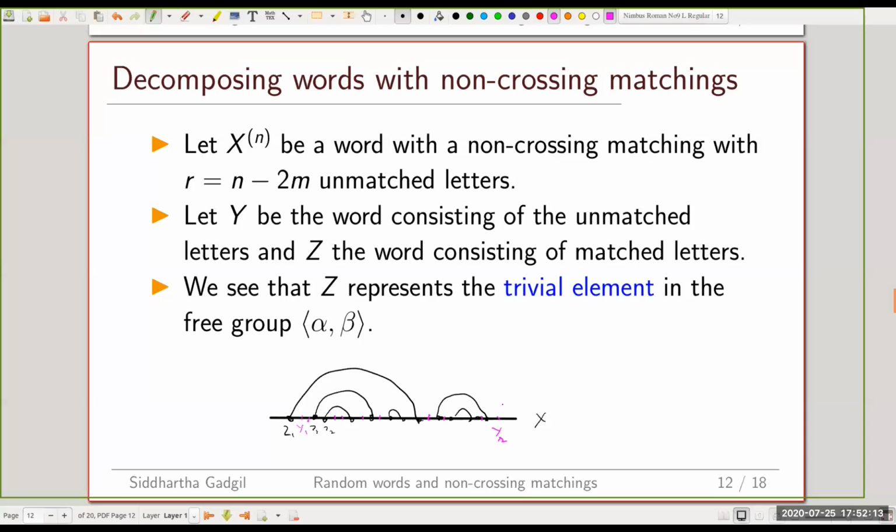Okay, so I'll just look at the letters that are matched and the letters that are unmatched. They both form subwords, and I'll take them in the same order. So Z forms, so these are two things. And the key observation is Z forms the trivial element. Why? This is what I emphasized earlier, right? Z has a matching with nothing unmatched, because I just separated out the unmatched things into Y. So it represents a trivial element in the free group. Okay, that's what we showed earlier.